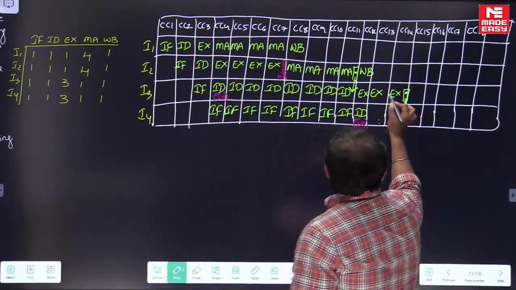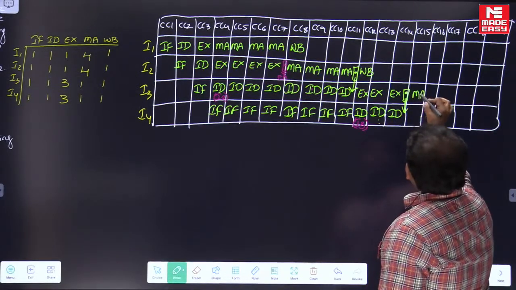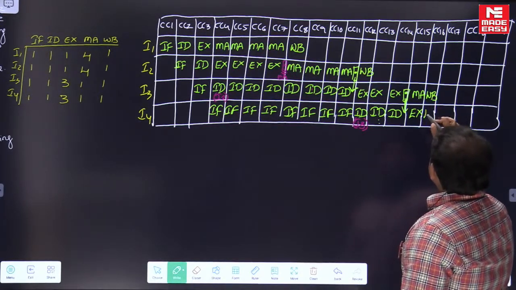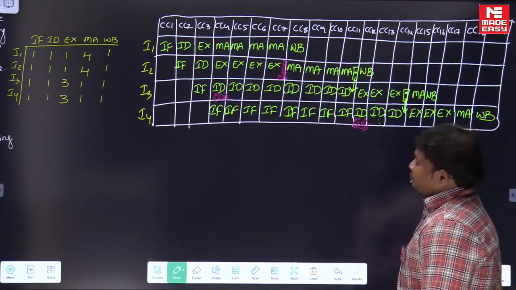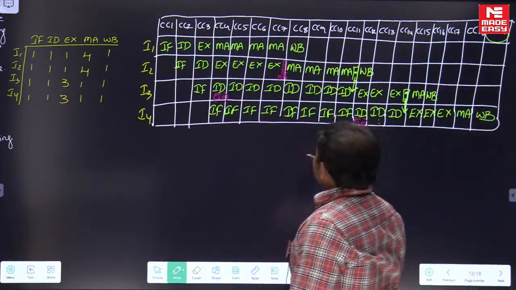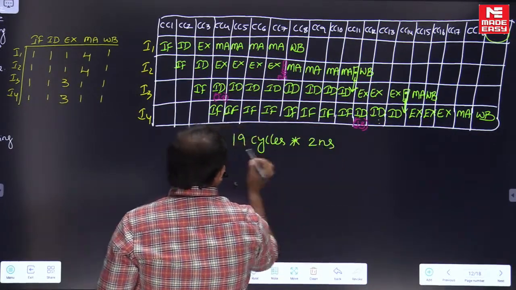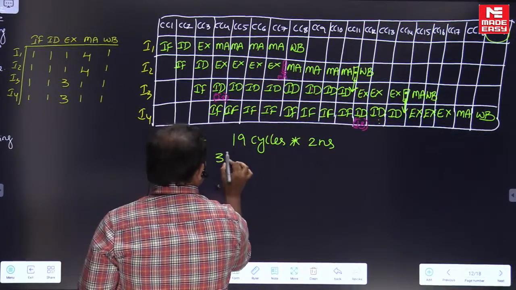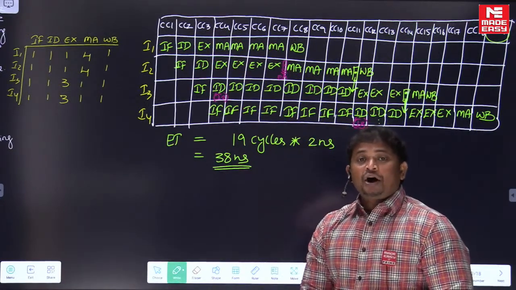Right, so it is waiting on ID. Very good. Next MA, this is EX. Next WB. This EX takes 3 cycles, after that MA, next WB. Okay, students, so how many cycles are required in total? 19 cycles, and each cycle time is 2 nanoseconds. Execution time is 19 cycles times 2 nanoseconds, which equals 38 nanoseconds. This is the time required to execute the program with the operand forwarding technique.